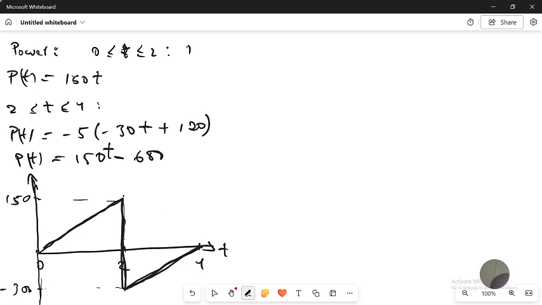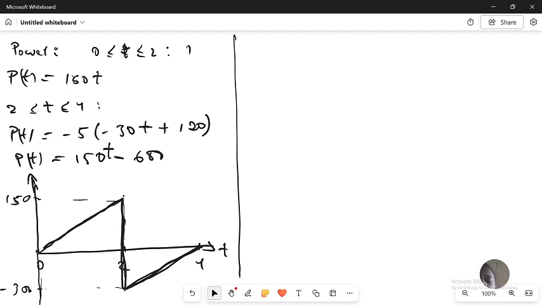So from 2 to 4, I have the function of the power 150T minus 600. When my T is equal to 2, I will have 150 multiplied by 2, minus 600, which gives me minus 300. So my power will come down to minus 300, starting from here. When T is equal to 4, it's 150 multiplied by 4, minus 600, which gives me 0, and will come to 0. That's the sketch of the power.